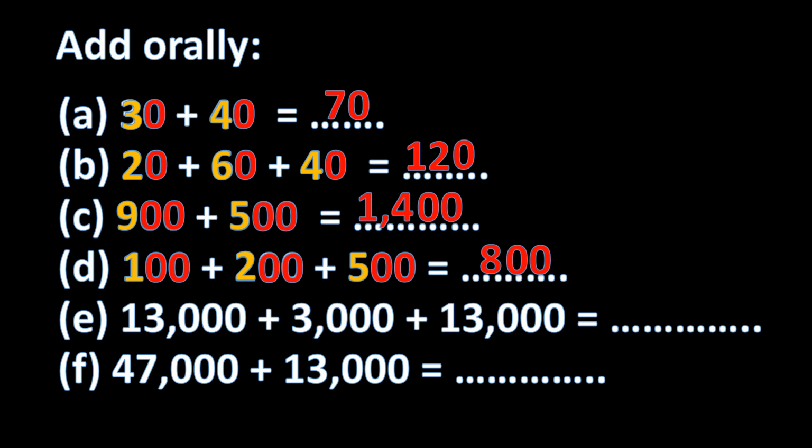Let's practice one more. Question number E. 13,000 plus 3,000 plus 13,000 is equal to dash. Look in the ones place, tens place and hundreds place in 13,000, 3,000 and 13,000. We have 3 zeros in each. So write 3 zeros. Then add the digit in the thousands place. 3 plus 3 is equal to 6 and 6 plus 3 is equal to 9. Then add the digit in the 10,000s place. 1 plus 1 is equal to 2. So the answer is 29,000.